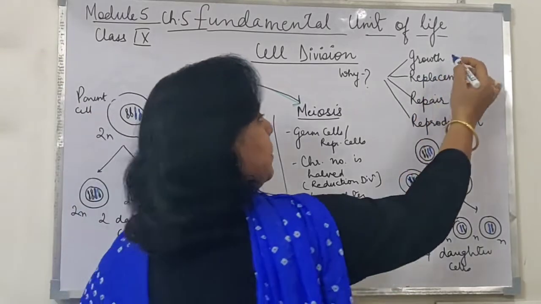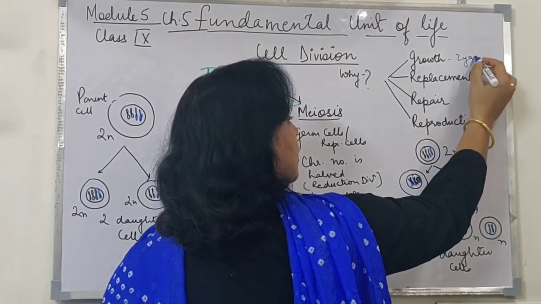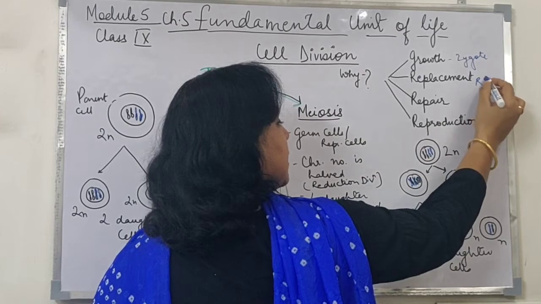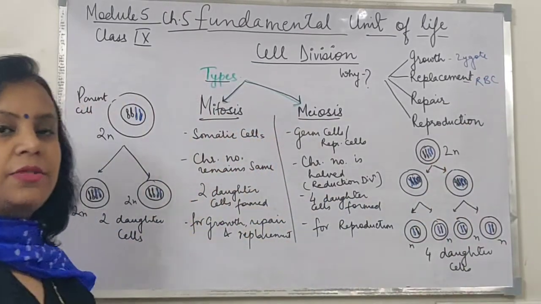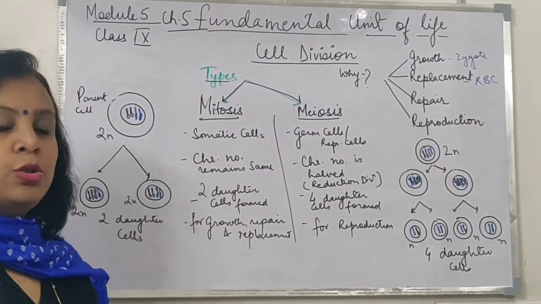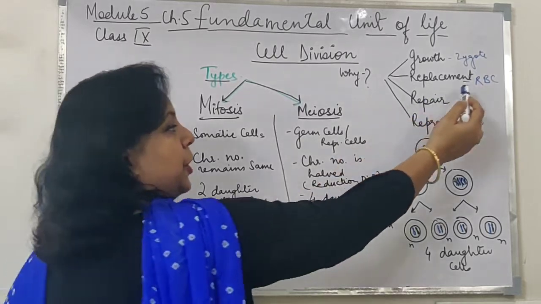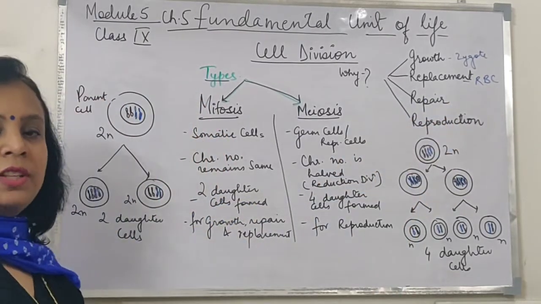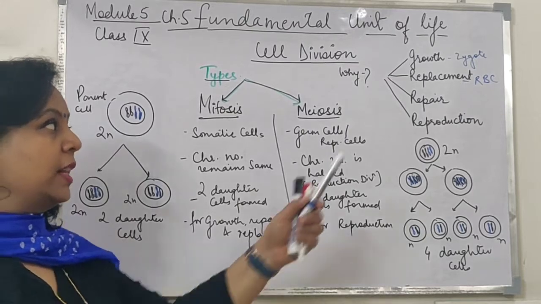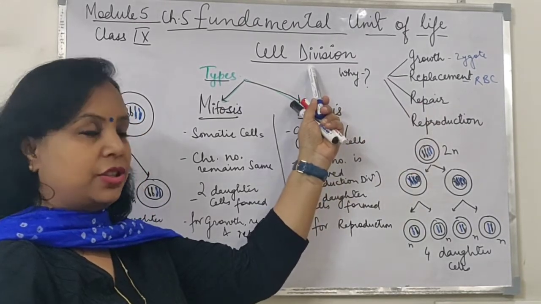I'll just give the example over here. The life of a RBC is about 120 days. After 120 days, it will die. So what do we need to do? We need to produce new RBCs, which are produced in the bone marrow. For that, we need cell division.